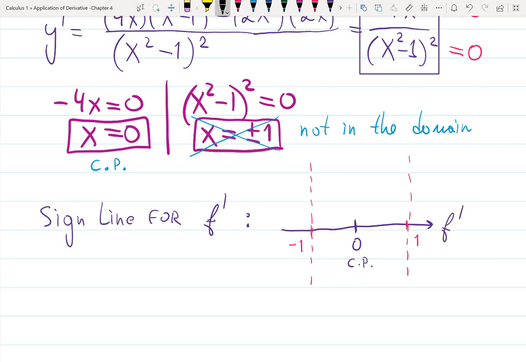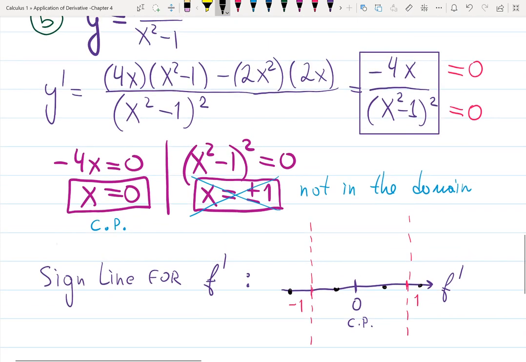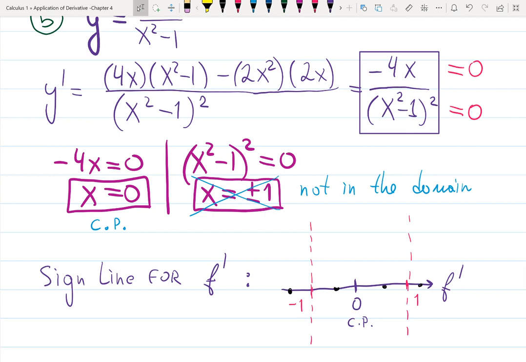Let's check. Choose some simple test points in those 4 intervals. We have 4 intervals now. What is on the left from -1? Well, say -2. Where do I plug it? Into the first derivative. That's why you code first sign line for the first derivative, and that's why I put the first derivative into the box. If I plug -2 into my first derivative, -2 times -4 becomes positive.